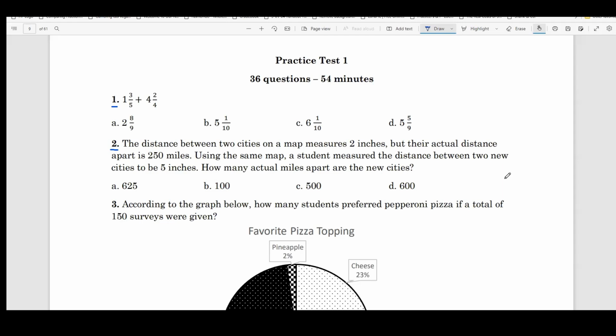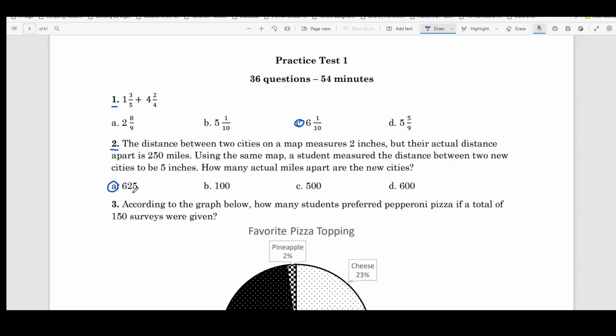All right, so we take a look at number 2. It says the distance between two cities on a map measures 2 inches, but their actual distance is 250 miles. Using the same map, a student measured the distance between 2 new cities to be 5 inches. How many actual miles apart are the new cities? So the correct answer in this case, we got to circle that one, is going to be A.